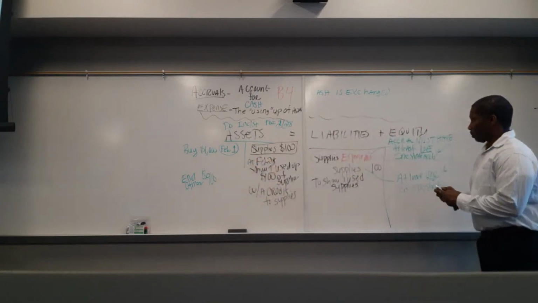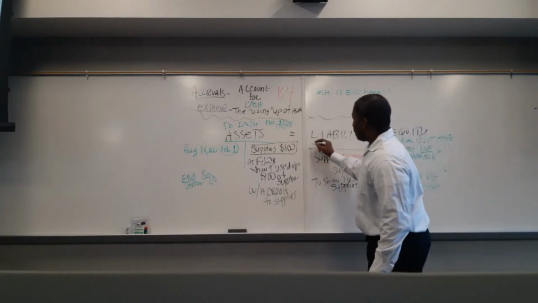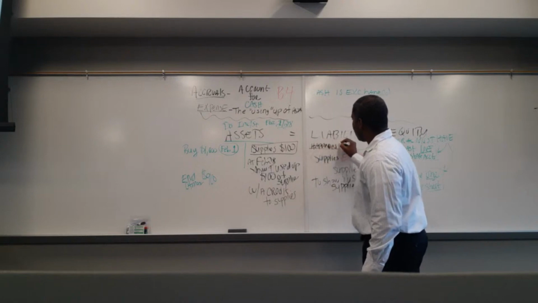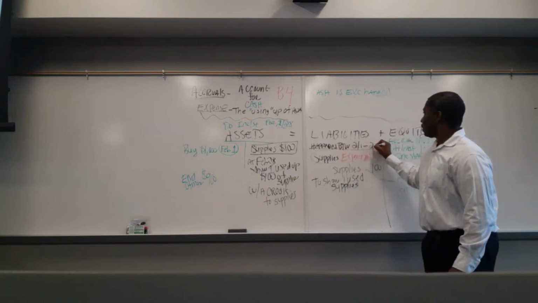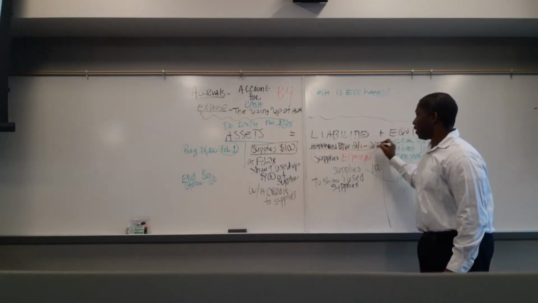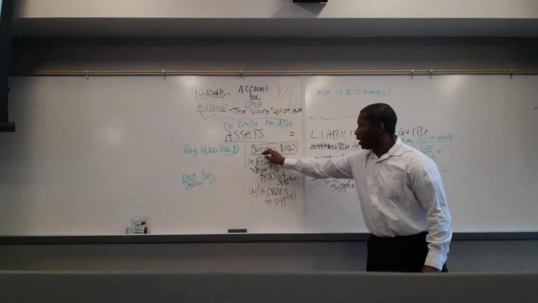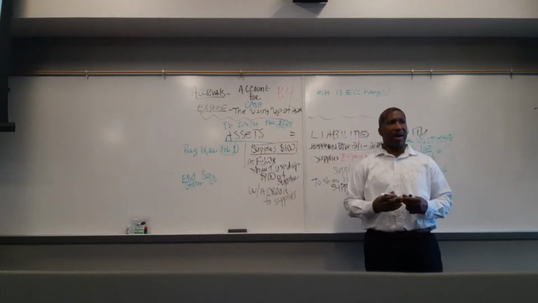This journal entry happened between February the 1st and February the 28th. How do I know that? That's this right here. This happened between these two times right here. Okay, just different ways to think about it.